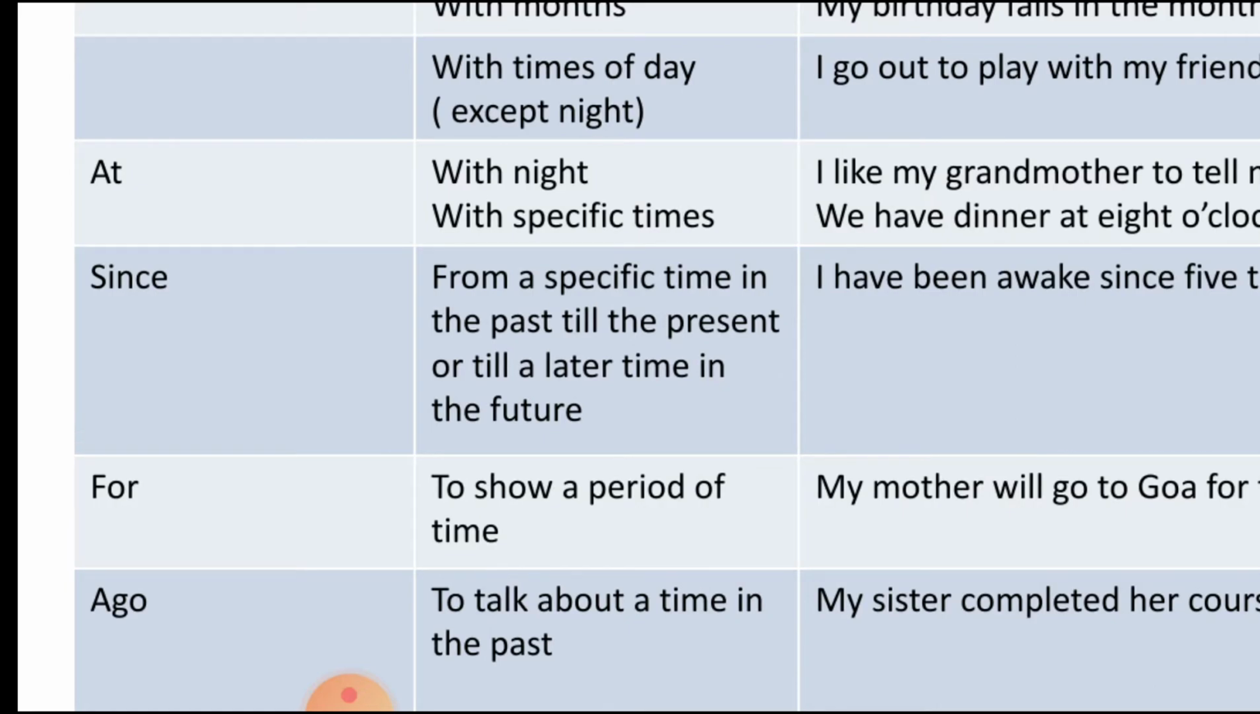Since, from a specific time in the past till the present or till a later time in the future. So when we are using it with reference to a specific time in the past or till the present time or till a later time in the future, if we are talking about the past, present or future, at that time we use since.